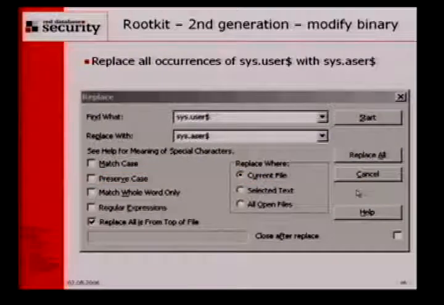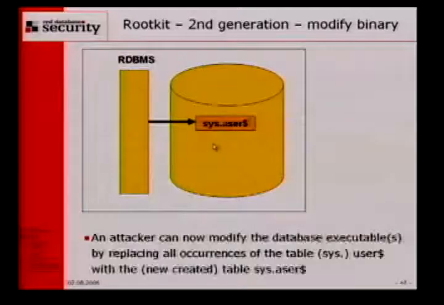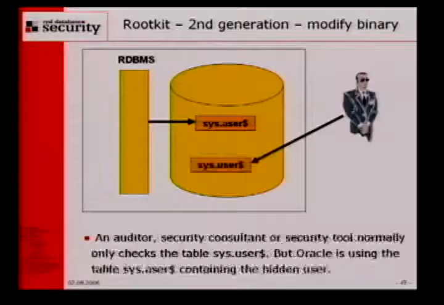Then I used a simple trick. I said, okay, replace sys.user$ with sys.aser$, then replace everything in the file and store the file. Now if you log on to Oracle, Oracle is no longer looking in sys.user$, Oracle is looking in a totally different table, aser$. And if the old table still exists, the security auditor or the consultant or security tool is looking in the wrong table.